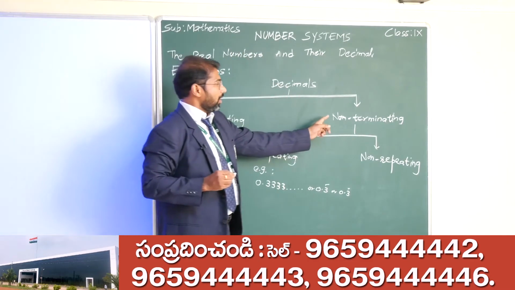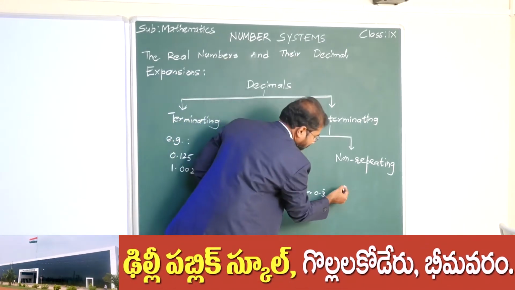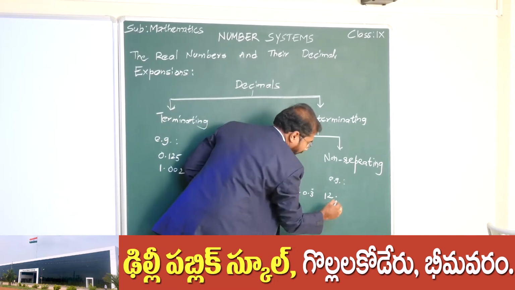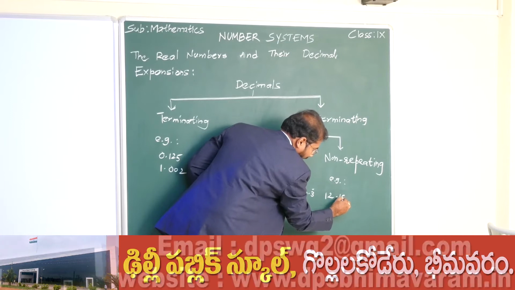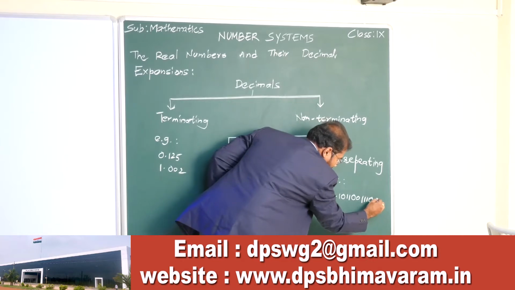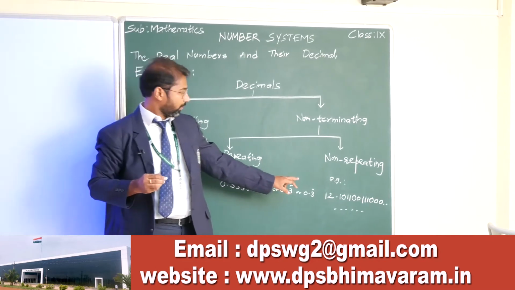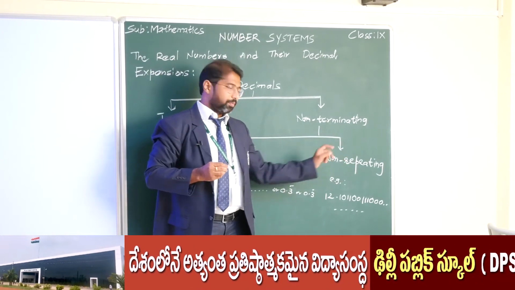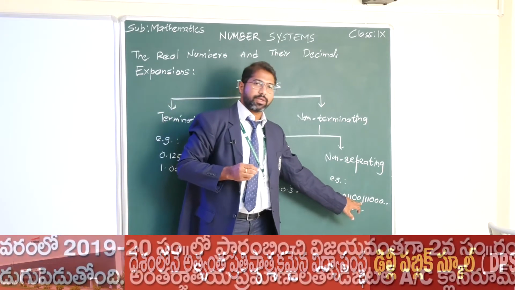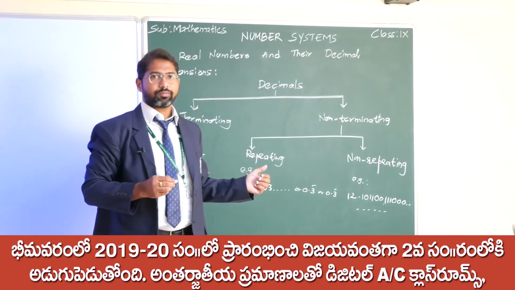Now, whereas non-terminating, non-repeating, one example I will write: 12.10110011100011 and so on. So here I wrote one example of non-terminating, non-repeating, 12.1011001110001 and so on.